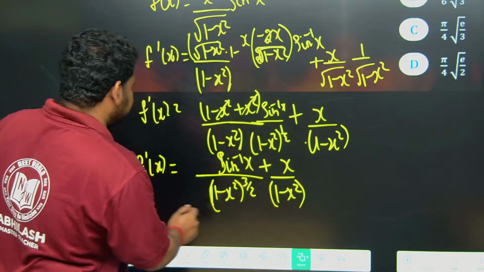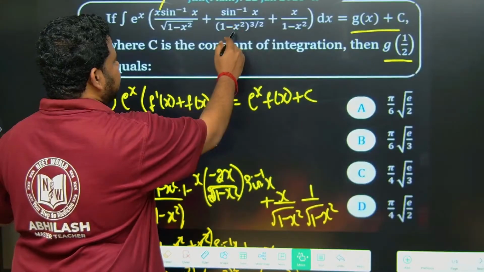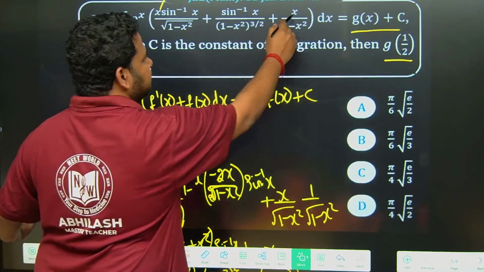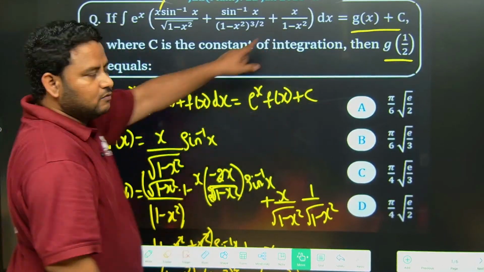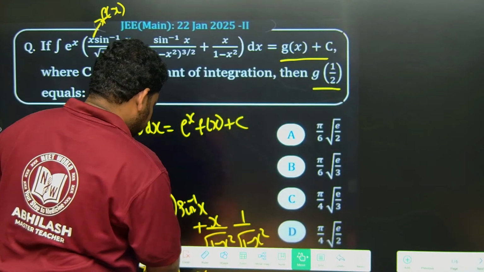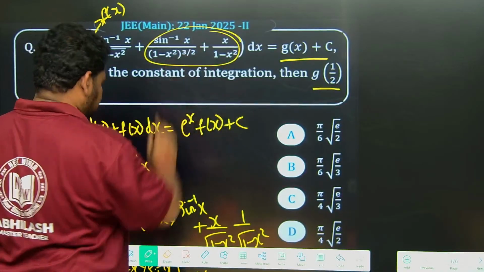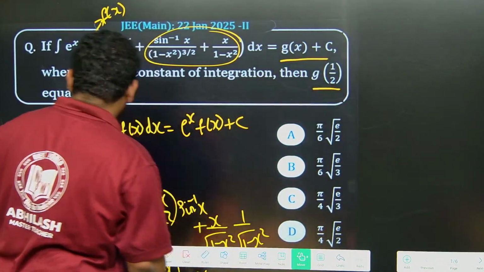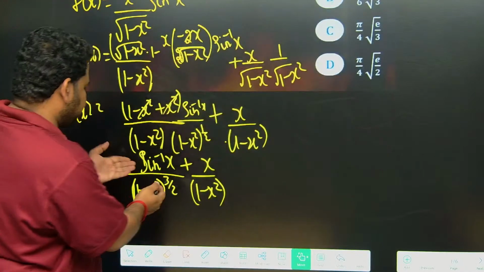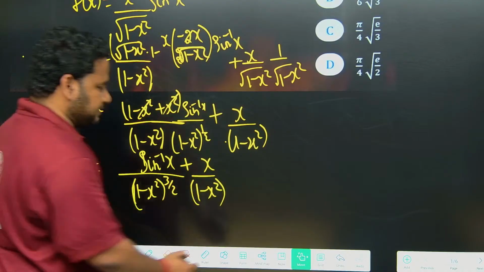Now if you observe this, and also if you observe this one, it is nothing but one and the same: sin inverse of x by (1 minus x square) to the power of 3 by 2 plus x by (1 minus x square). This is what we get, correct?